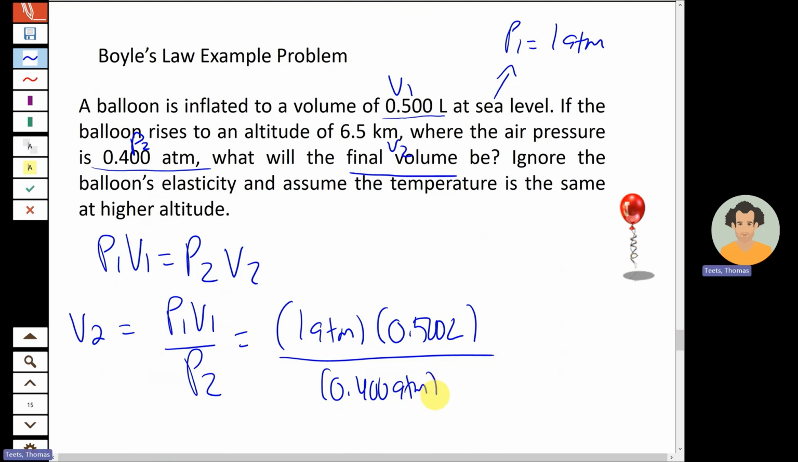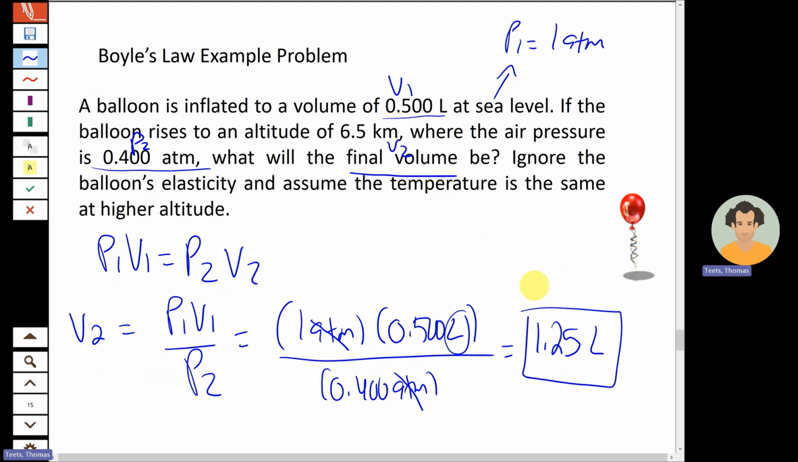And for problems like this, it doesn't matter what units you're using as long as you're consistent. So the two pressures need to be in the same units so that atmospheres cancels. That will give us an answer in liters for the volume. And this comes out to 1.25 liters. So the volume of the balloon would more than double in this situation. So that's mathematically how we would approach Boyle's law.